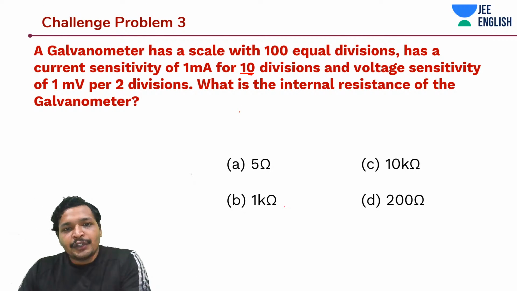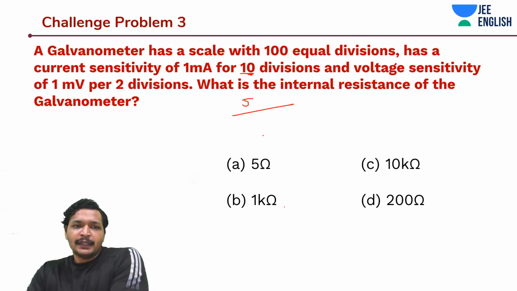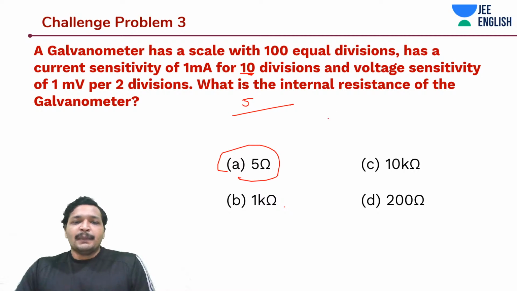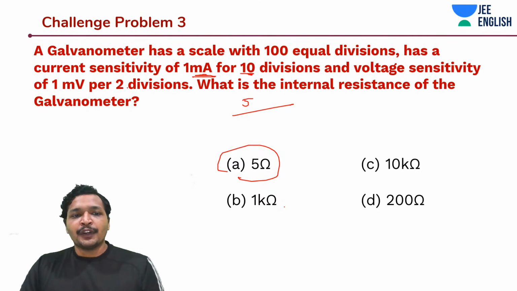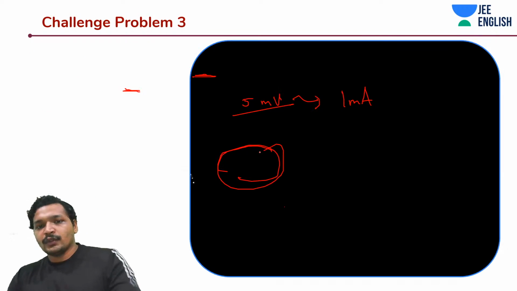Yes, 1 millivolt per 2 divisions. So it's going to be 5 ohms. That's it. Basically, I hope everyone understood this problem. It's 1 milliampere for 10 divisions. For 10 divisions, you will have 5 millivolt. 5 millivolt giving you 1 milliampere means it is 5 ohms.